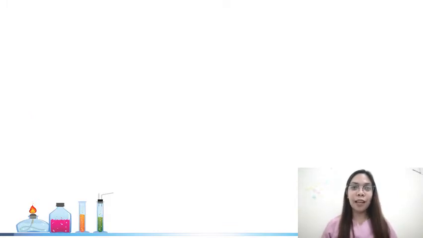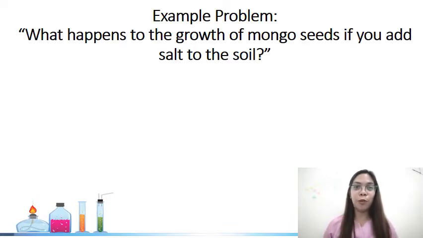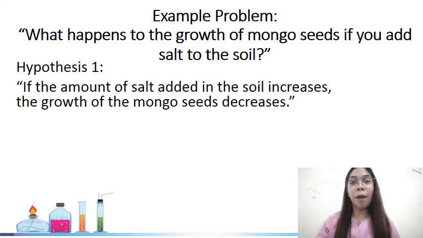To further understand how to make a hypothesis, I'll give you an example. So this is the problem that you want to solve. So what happens to the growth of mango seeds if you add salt to the soil? So that is the problem that you want to solve. Now this is an example of a good hypothesis. So here it goes. If the amount of salt added in the soil increases, the growth of the mango seeds decreases. So bakit siya good? Kasi it is experimentable at pwede mo siyang mapatunayan kung totoo ba o hindi.